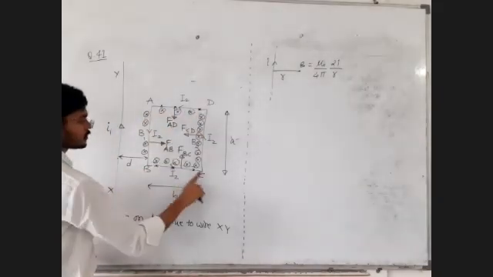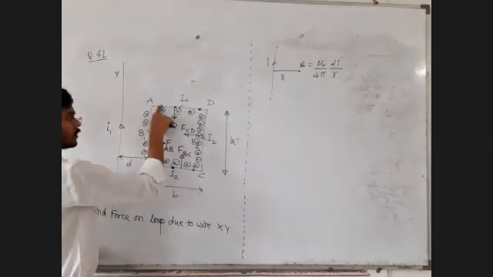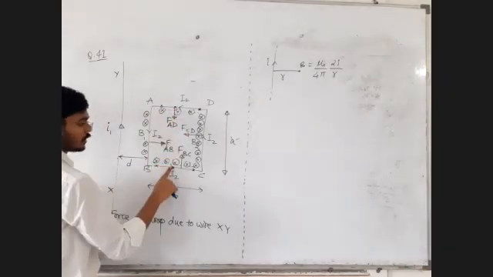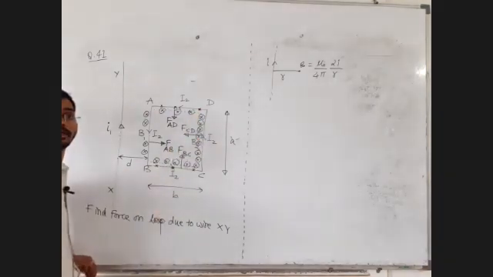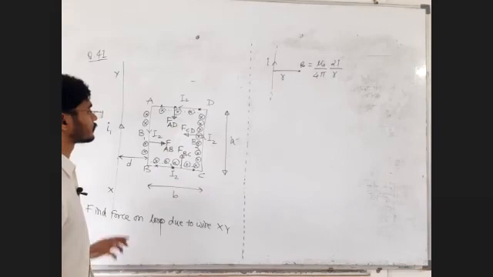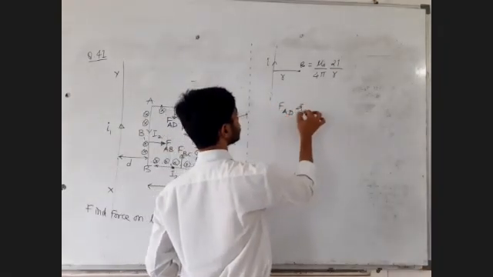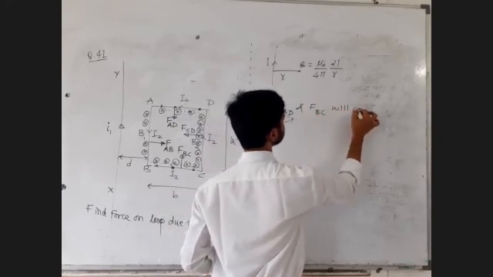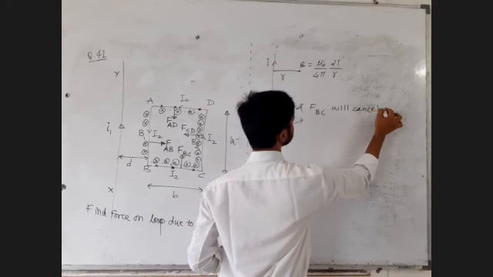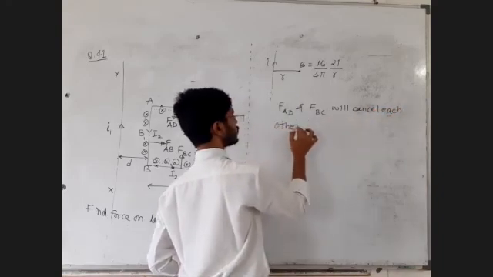The forces on wire AD and wire BC will cancel each other. So I will say the force on the wire AD and the force on the wire BC will cancel each other, effectively they will cancel each other.